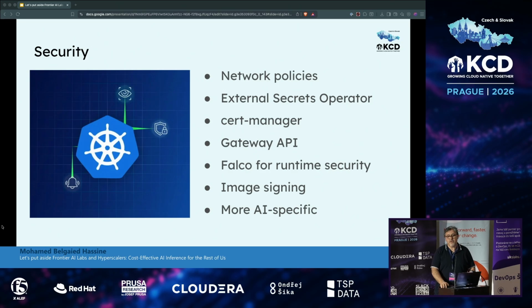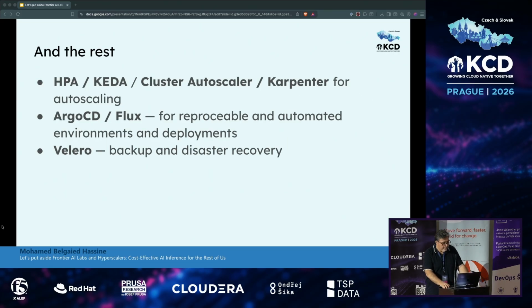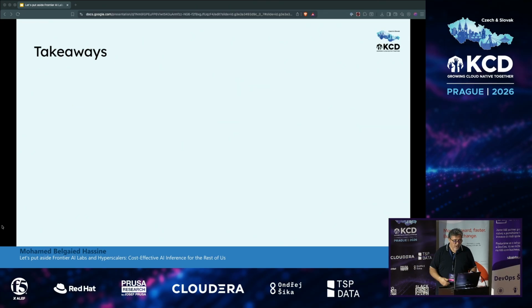And finally, security, with everything that you know about network policies, secret management, certificate management, etc. You have also other ways, naturally, that already exist, like doing CI/CD through Argo CD and stuff, doing backups. All of that is part of Kubernetes that you hopefully already know.